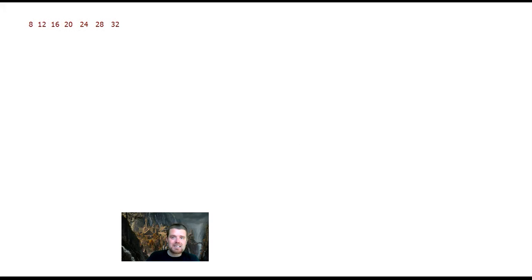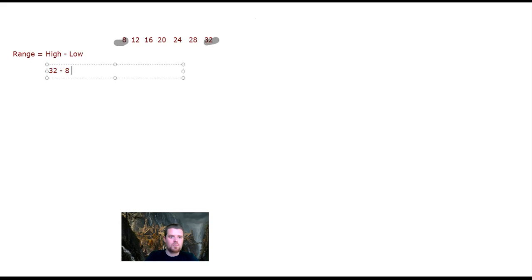So range is the easiest way to calculate spread. It's the easiest example of spread. And again, for your definition, you can use the textbook definition if you'd like, or if you want to Google it, but basically range is just high minus low. You take the high value, you take the low value, you subtract those two numbers, that's your range. So on a data set like this, I have a high of 32, I have a low of 8. So if you're asked for the range, all you have to do is subtract 32 minus 8, which would give you 24. That's it.